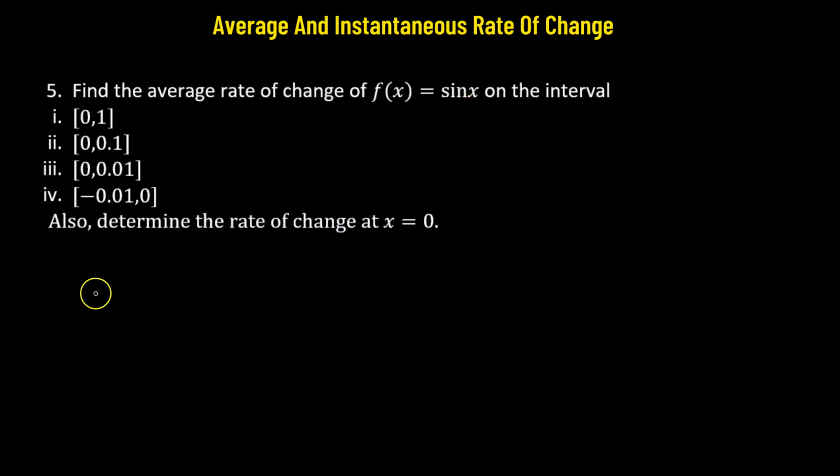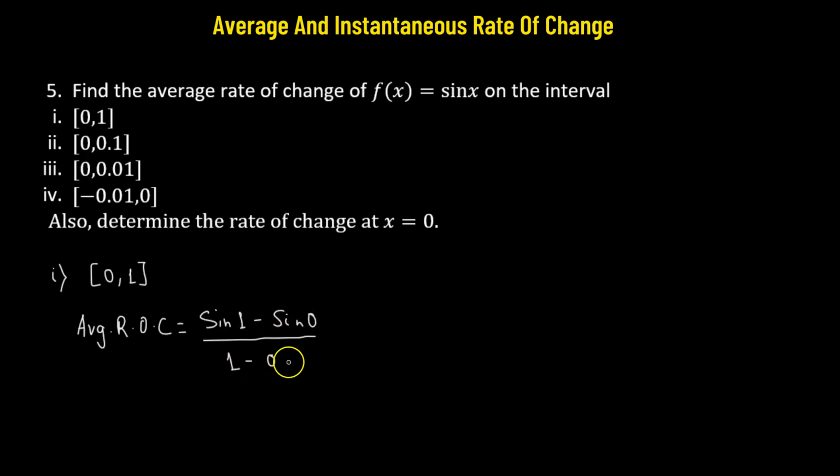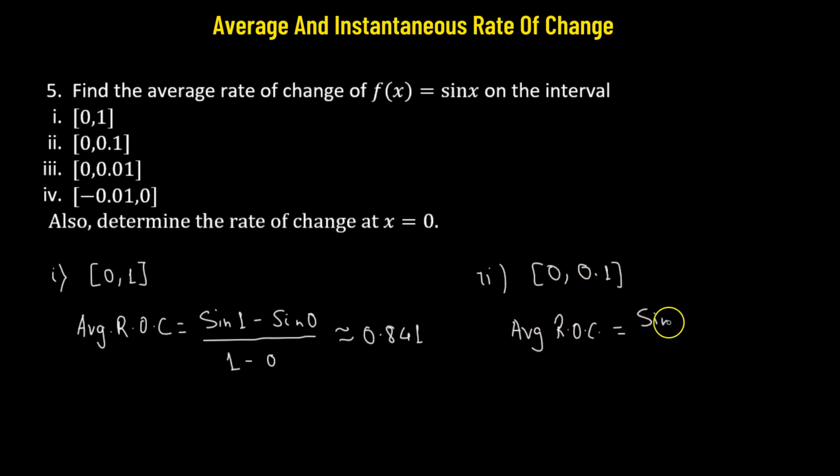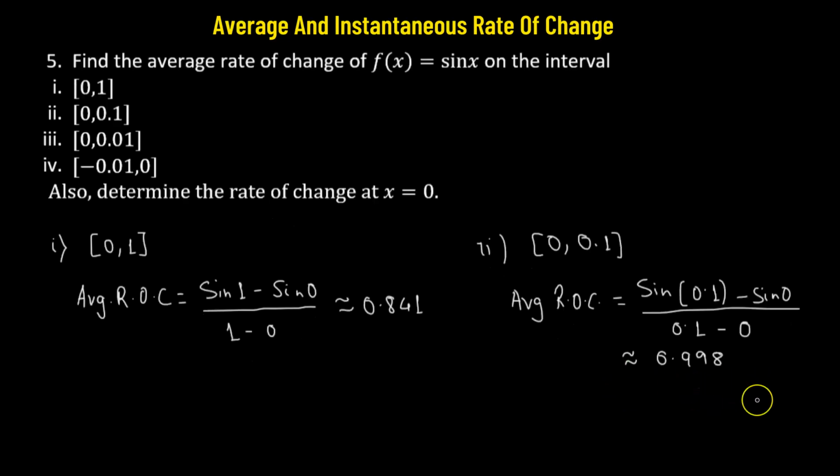So we have the sinusoidal function. Let's begin by calculating the first average rate of change for the interval 0 to 1. The average rate of change will be equal to f of b, which is sine of 1, minus sine of 0, all divided by 1 minus 0, and this gives us the value 0.841. Next, for the second interval, 0 to 0.1, it equals sine of 0.1 minus sine 0 divided by 0.1 minus 0, which gives us the value 0.998.